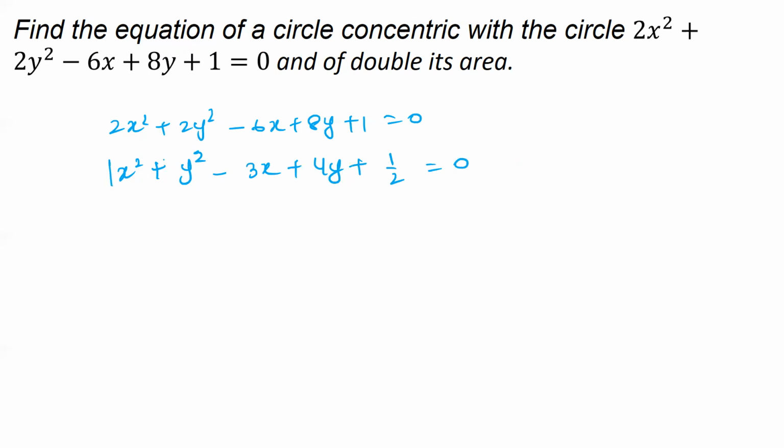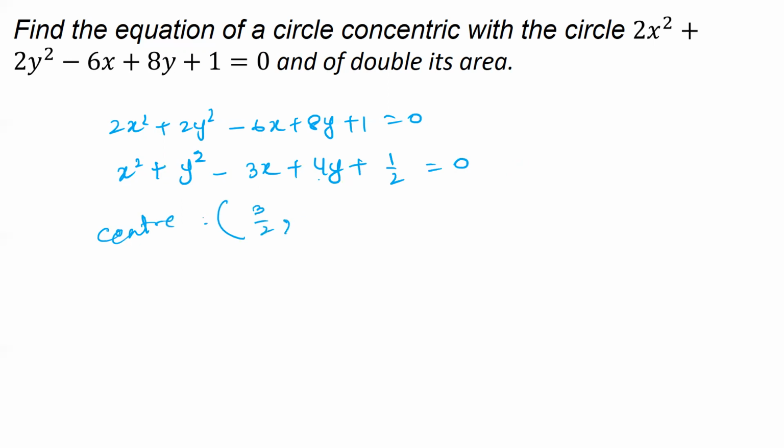We just need 1 and 1 to be the coefficients of x square and y square. That is why this step is required. And now what we need to do is find out the center. So the center is, remember, half of this and then change sign. So center is half of minus 3, which is minus 3 by 2. Changing the sign is 3 by 2.